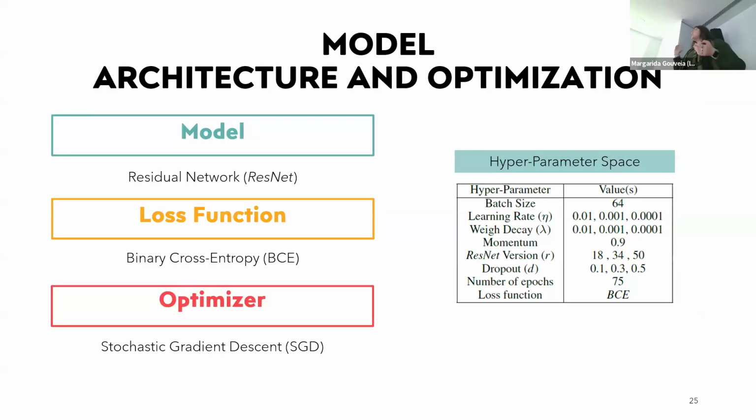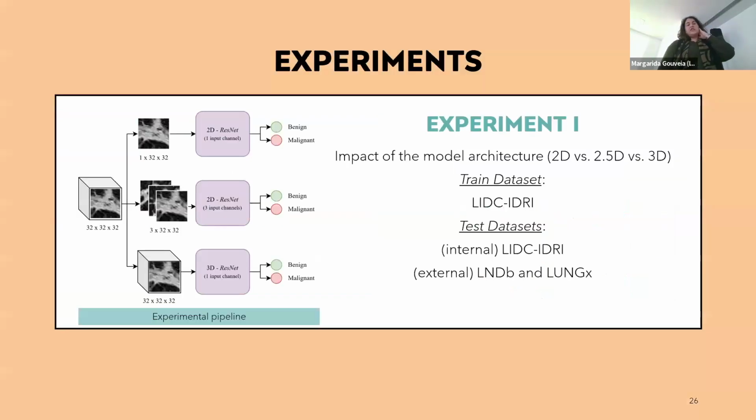So for the model, we use a ResNet, binary cross entropy for the loss function, stochastic gradient descent as optimizer, and a set of hyperparameters. So, trying to pass to the more interesting part, the first experiment was just trying to understand what kind of inputs is best for our model. So we train our model on the LEDC data set. We have a small set of the LEDC that we keep as internal test set. We use the other 2 data sets as external test sets.